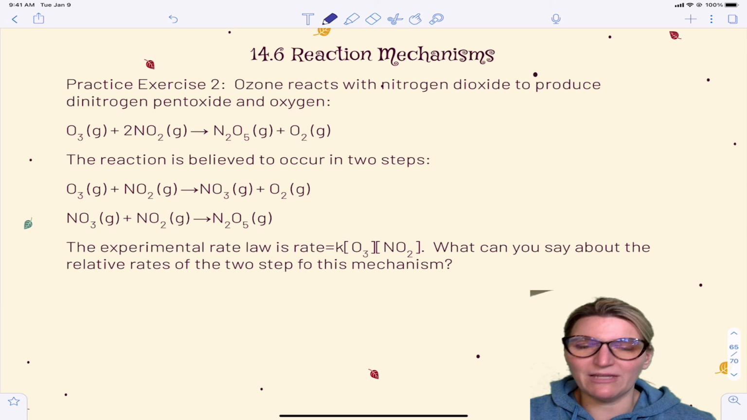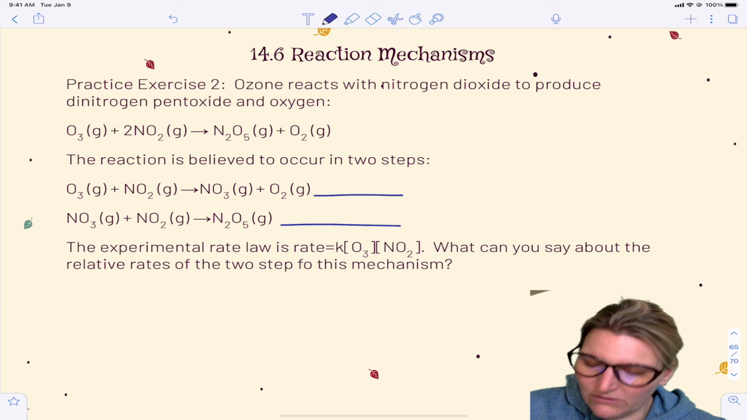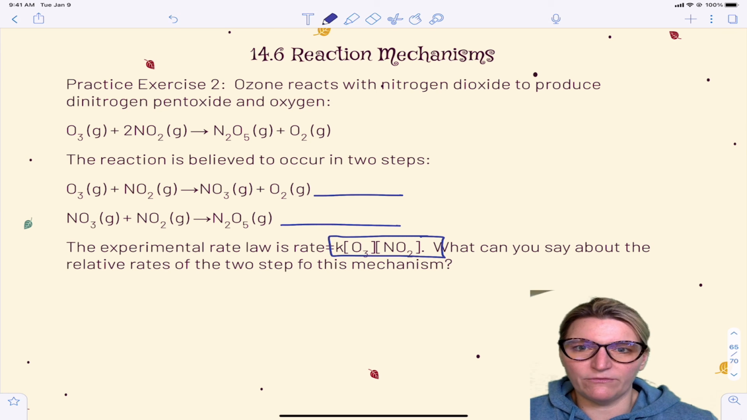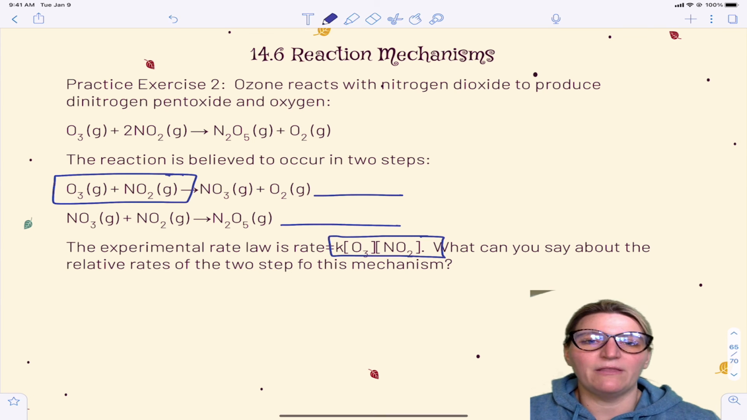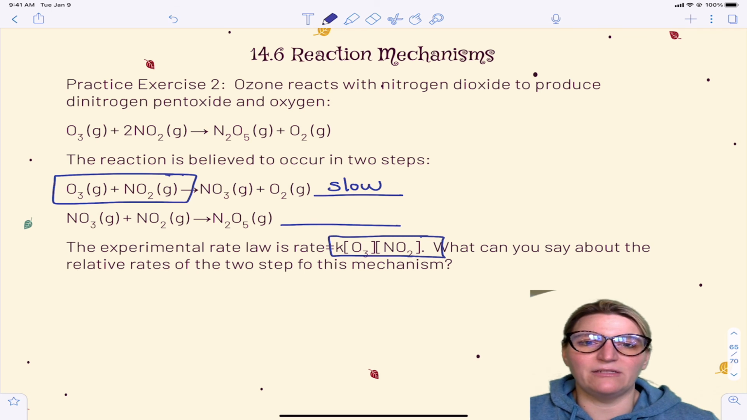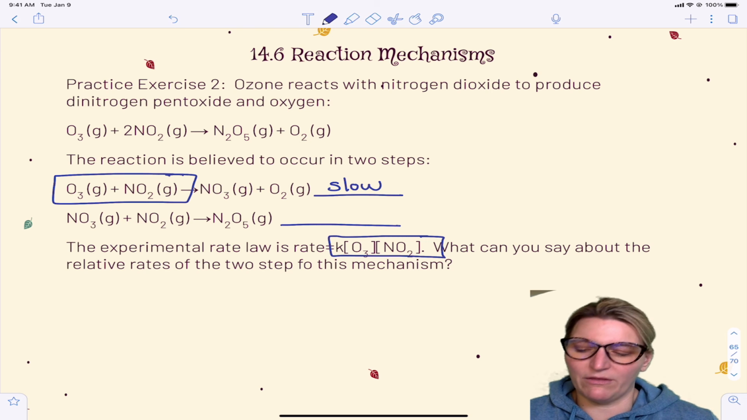What can you say about the relative rates of these? So notice it doesn't tell us which one is slow and which one is fast. But if this is the observed rate law, then that must mean that that first reaction was the slow step and thus the rate determining step. So what can you say about the relative rates? You could say that the first one is slower than the second one.